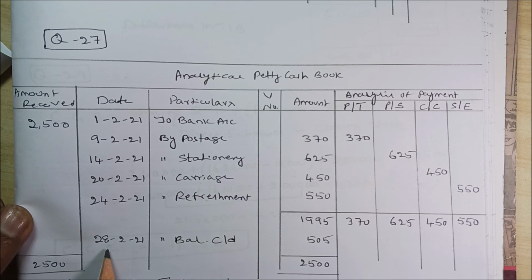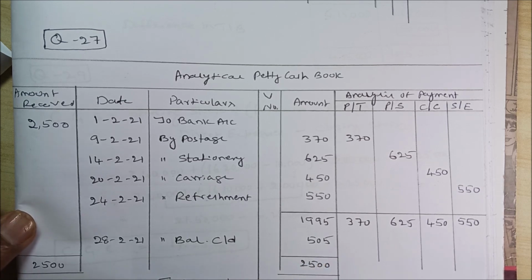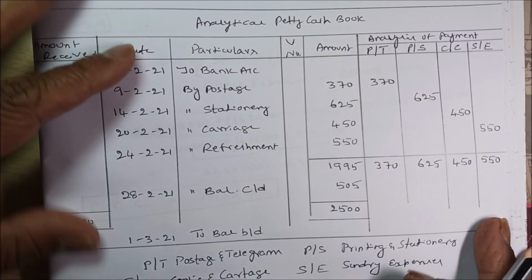The last day in February is 28/2/2021. 2021 is not a leap year. So that means you will get only 28 days in February. 505. They have asked for the imprest system.